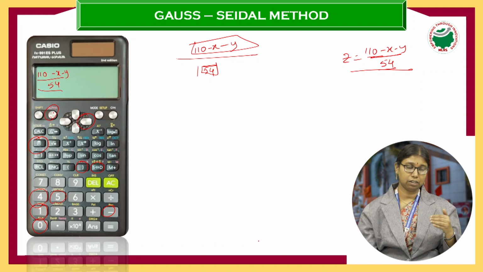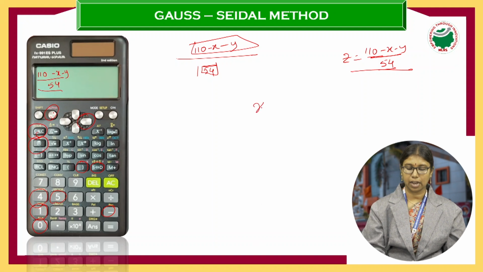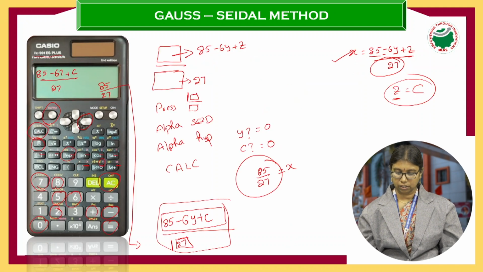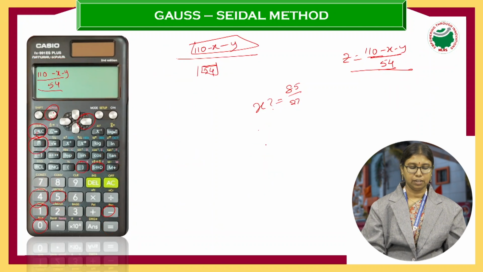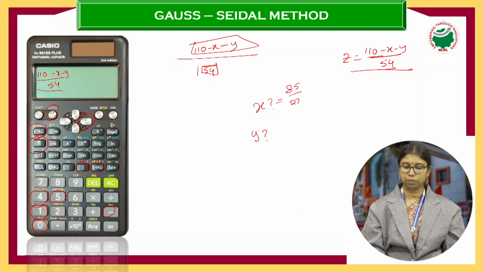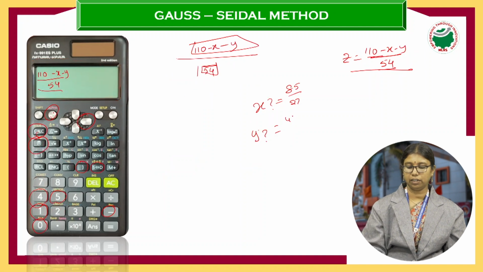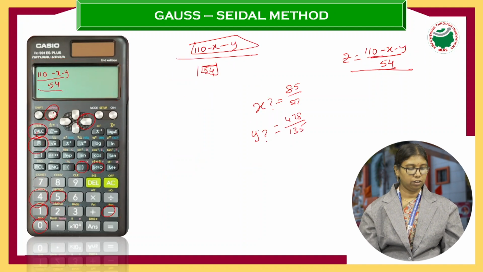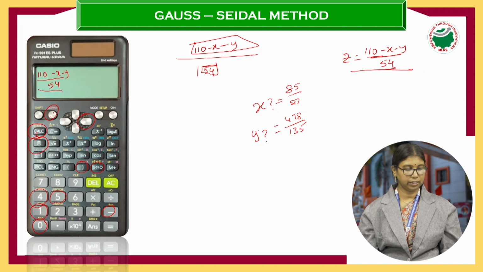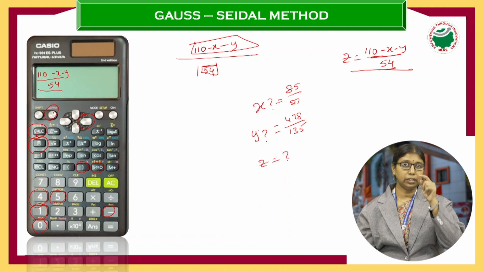To calculate the z value, again you have to press the calc button. Once you press calc, it asks x question mark. Your x value is 85 by 27, so you enter 85 by 27 in your calculator. Then it asks y question mark. Here you have to enter the y value, which is 478 by 135. Now you enter 478 by 135. Then it gives the required z value. Like that you have to do the iterations.